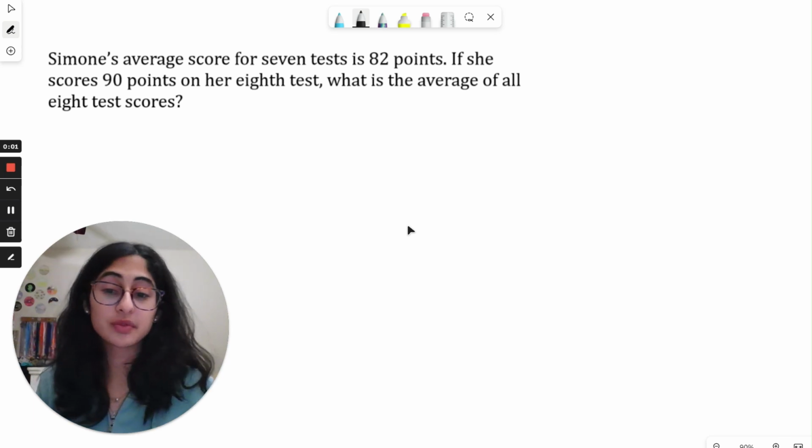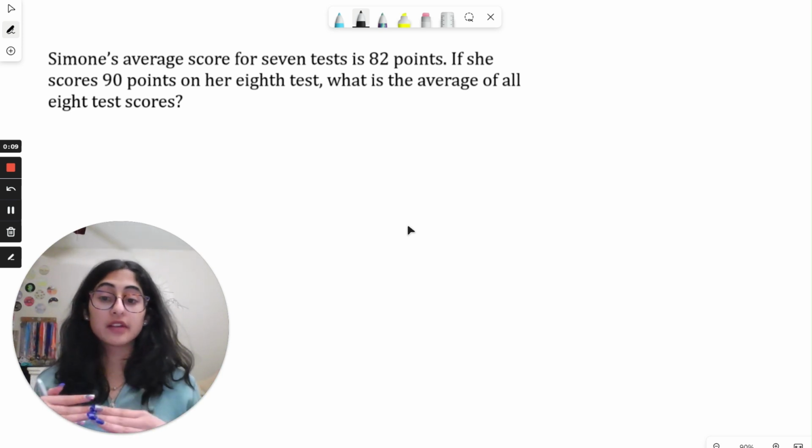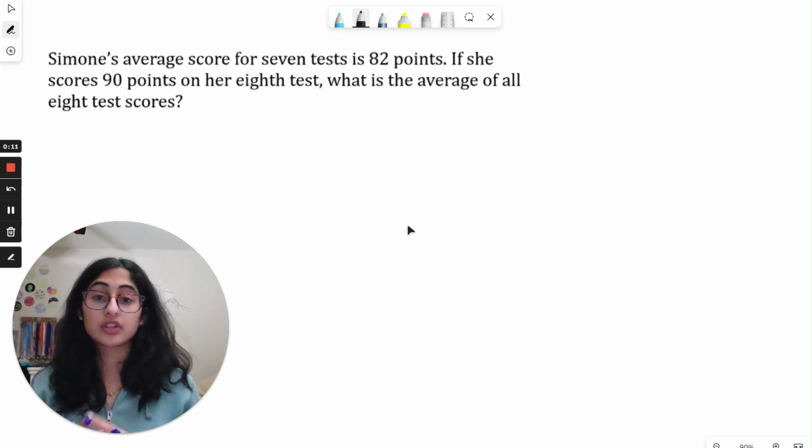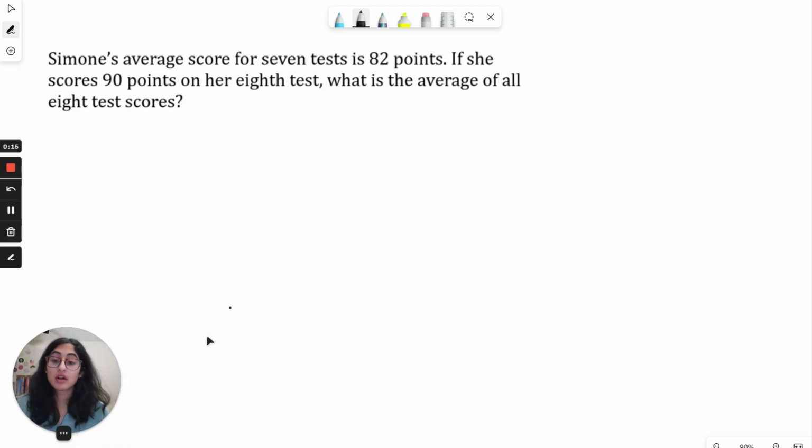Okay, so this is the first question on the week 3 handout, and it says Simone's average score for 7 tests is 82 points. If she scores 90 points on her 8th test, then what's the average of all 8 of those test scores? So this is a pretty applicable example of averages.